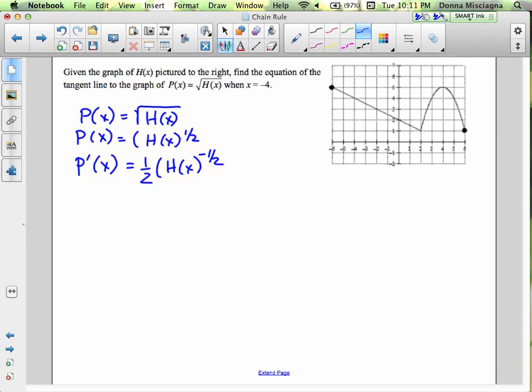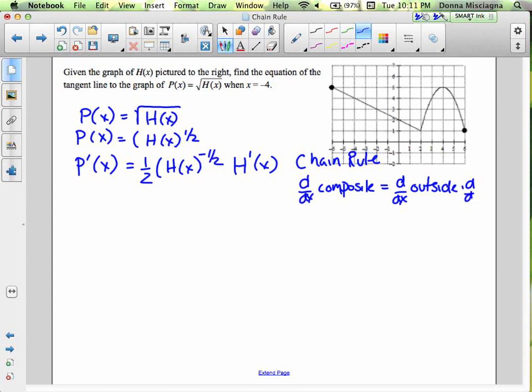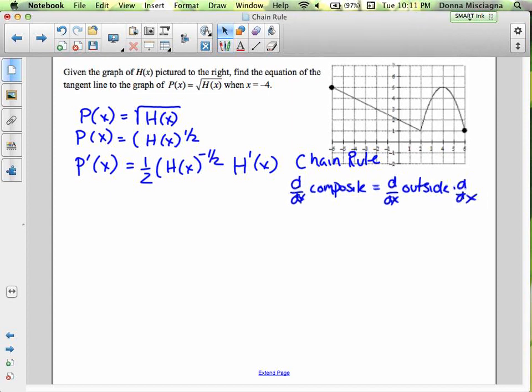But then it's a composite function. h of x is a function too. So then we have to multiply by the derivative of h of x, right? And that's just the chain rule. So we take the derivative of the function, and then we take the derivative of the inside part. So if you have a composite function, you have to take the derivative of the outside and the derivative of the inside.